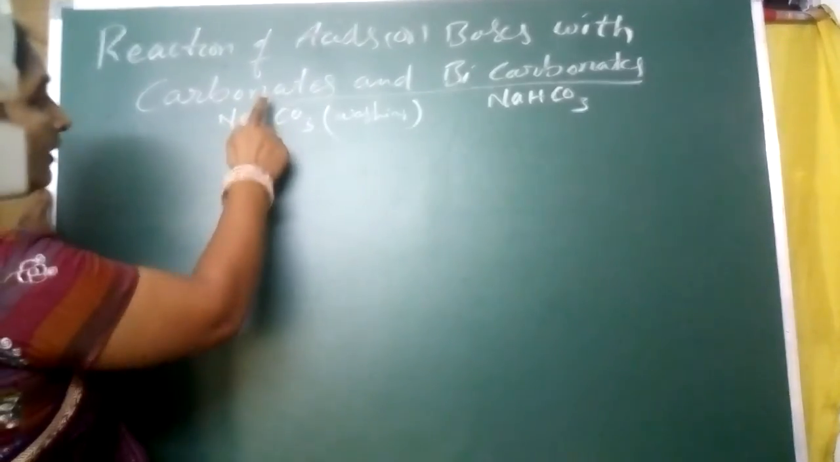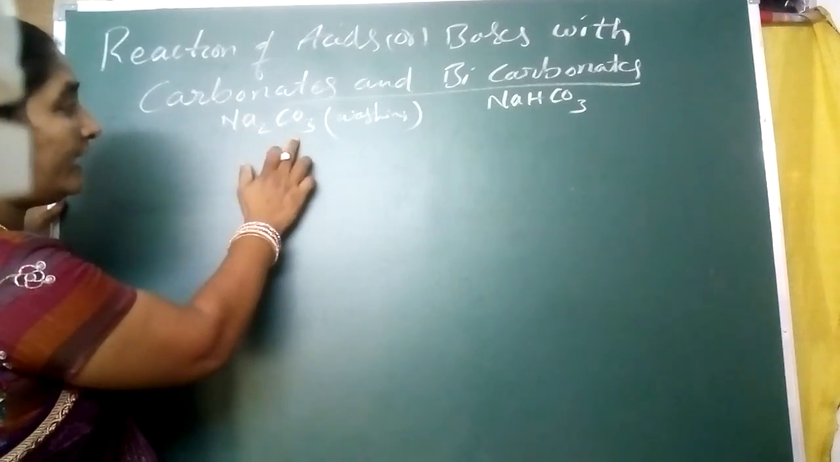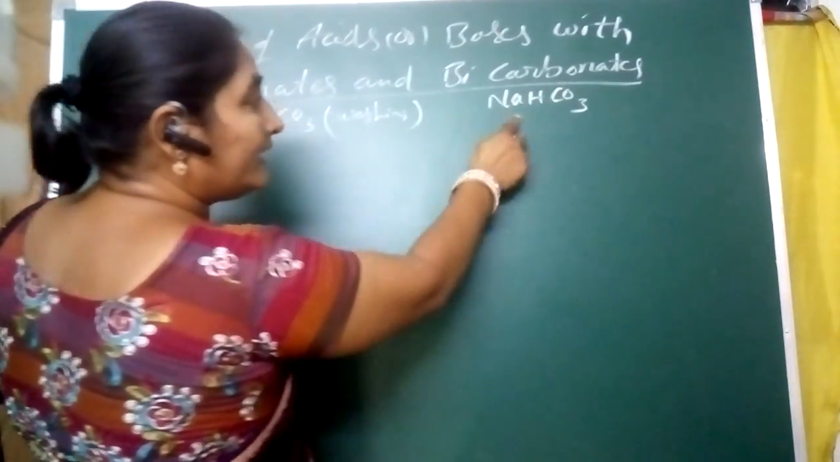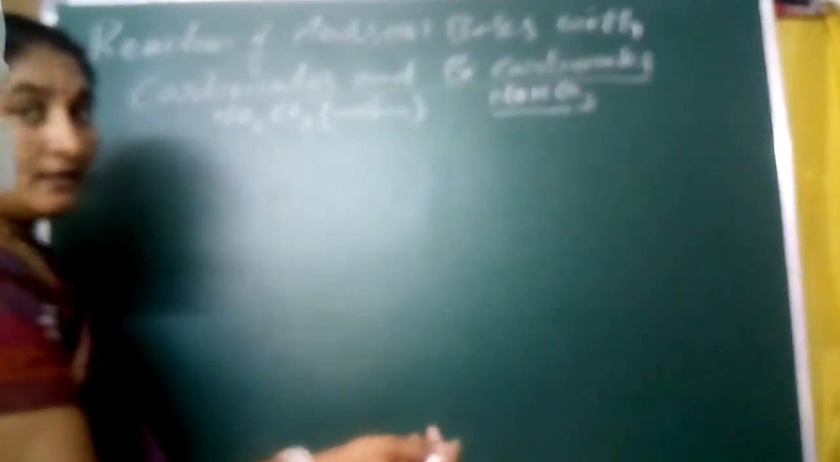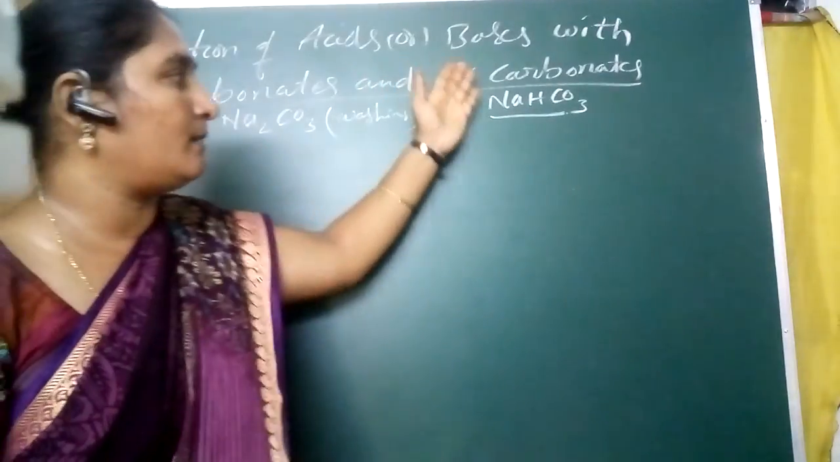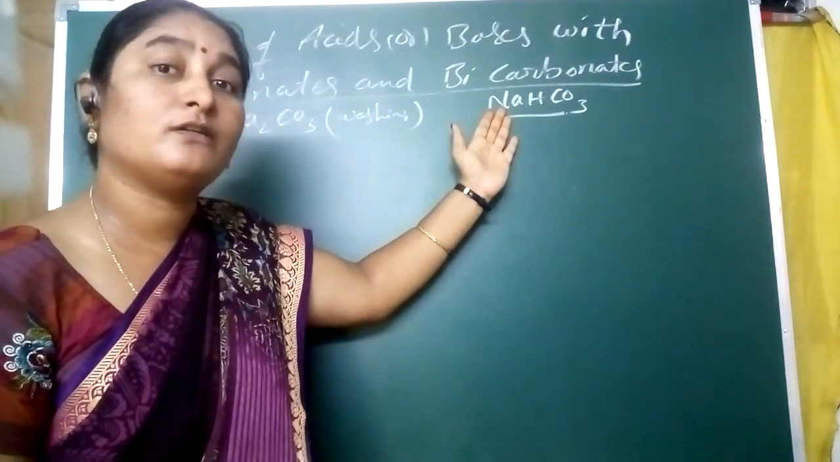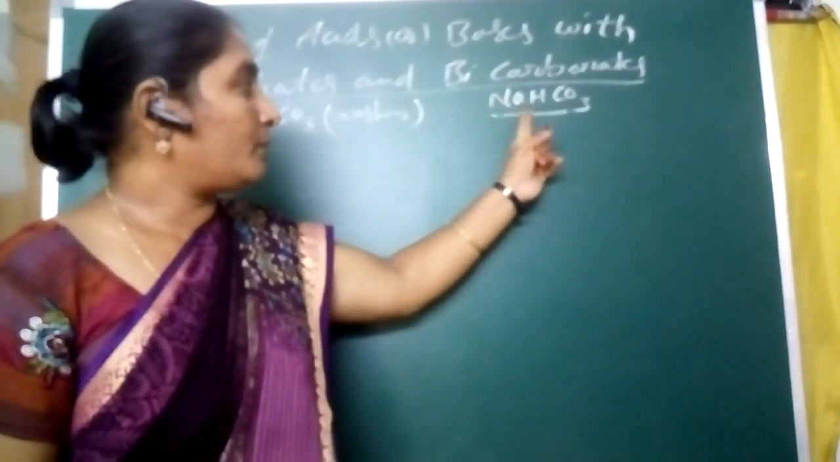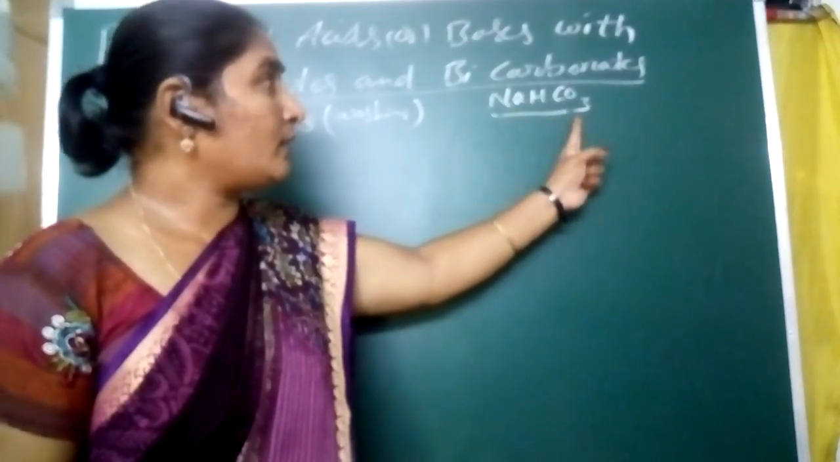An example for the carbonate is washing soda, which is used in our daily life, Na2CO3. Okay, that is a metal carbonate. Then bicarbonate, an example is baking soda, NaHCO3, which is used in cooking food. Sodium bicarbonate. What is the reaction of acids and bases with carbonates and bicarbonates?